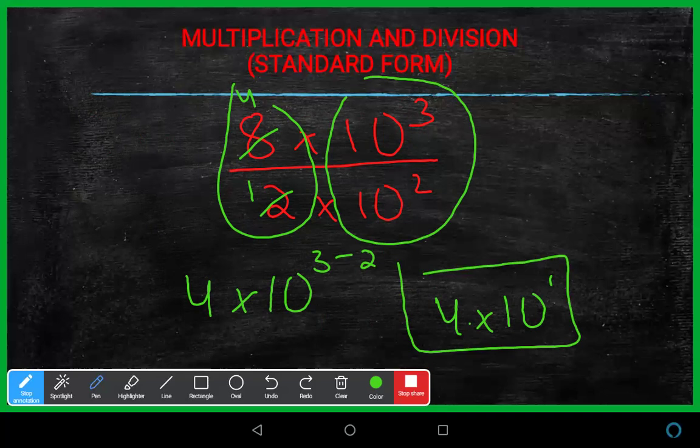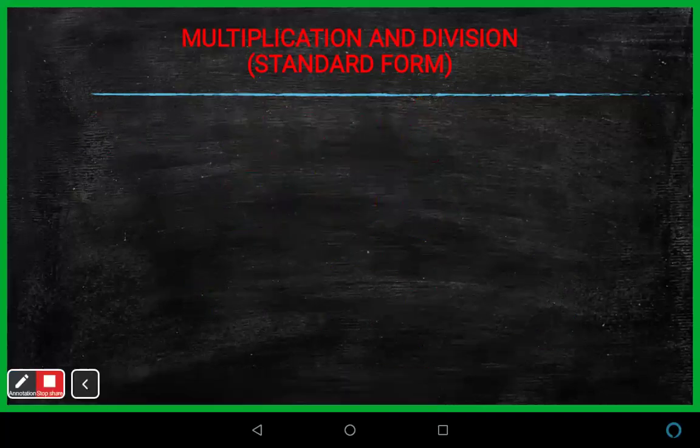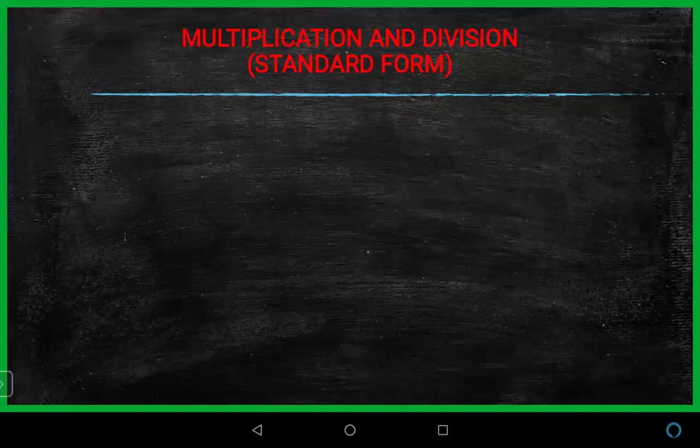I hope you understand the concept of standard form and how we can multiply, divide, add and subtract. Inshallah, we will see in the next video what type of questions come in the exam, and it will make your concept more clear. If you have any question, you can ask me in the comments. I will answer you. Inshallah, in the next video, we will see more questions and past paper questions, especially which type of question will come in your exam and how many marks it will carry.